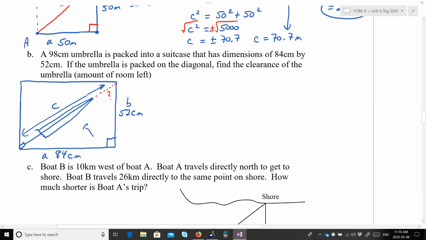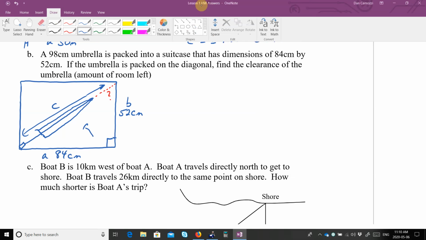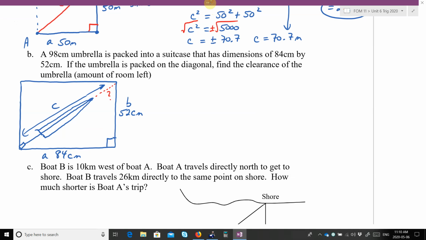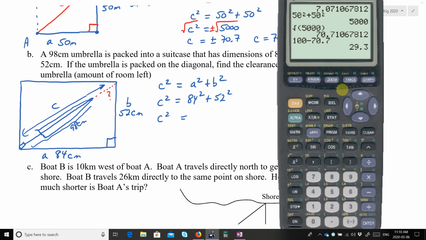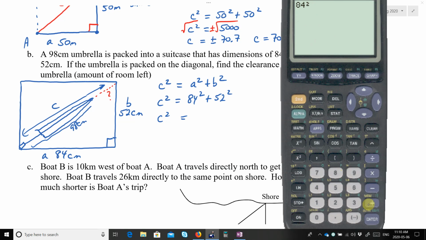And then it says the umbrella itself is 98 centimeters. Okay, so then we'll get the clearance. So just the umbrella is 98 centimeters. So let's figure out C. We will go C squared is equal to A squared plus B squared. 84 squared plus 52 squared is 9,760.